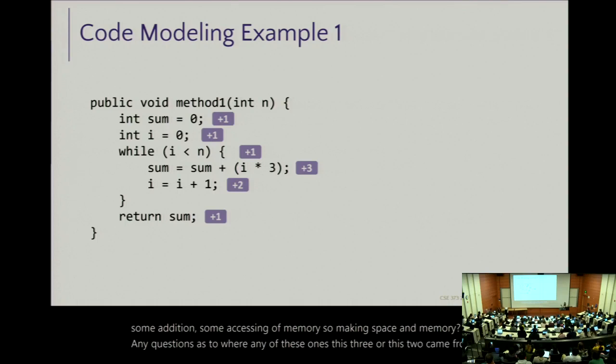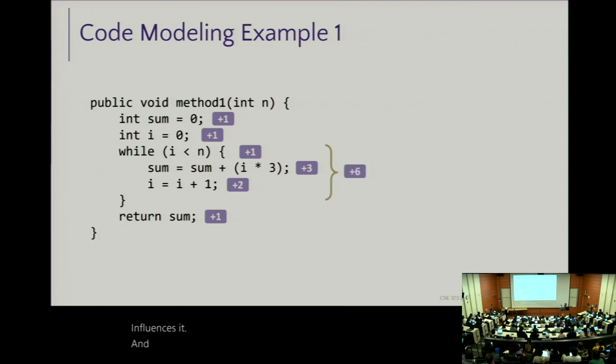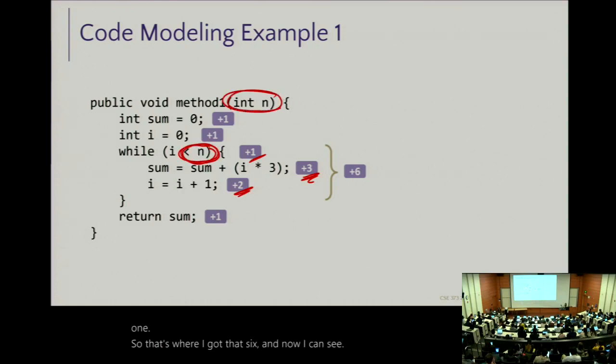So now we have to figure out how this loop influences it. And so I added up everything in the loop, which is this 2, this 3, and this 1. So that's where I got that 6 from. And now I can see, and I did this on purpose, we need to do this in terms of n, right?